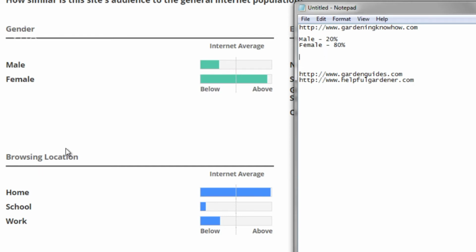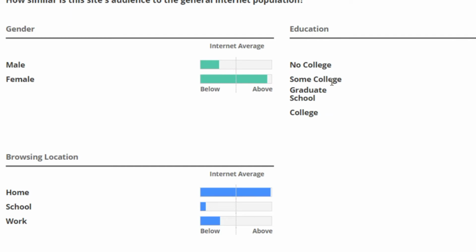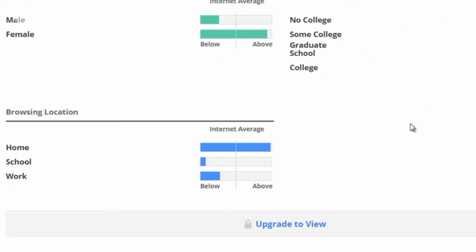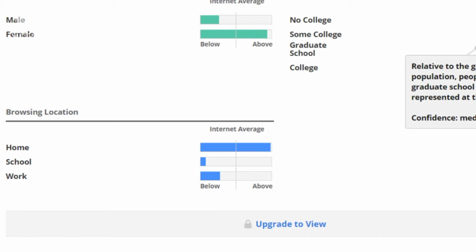We can see browsing location is at home. That's a good sign. That means that they are at home, not on the work computer. That also tells us they're more likely to buy something on their home computer than if they were on their school or work computer. So that's a good sign. We can say browsing location is home.